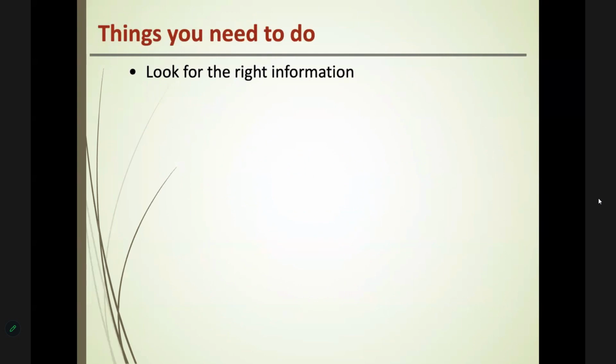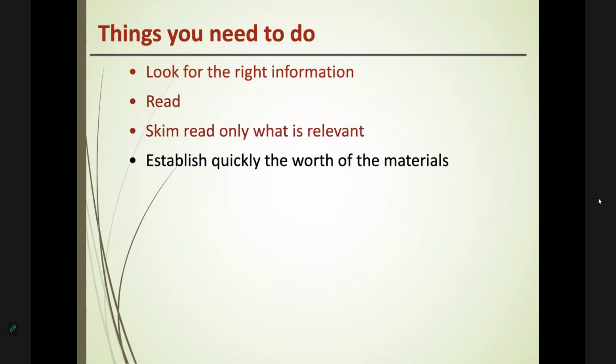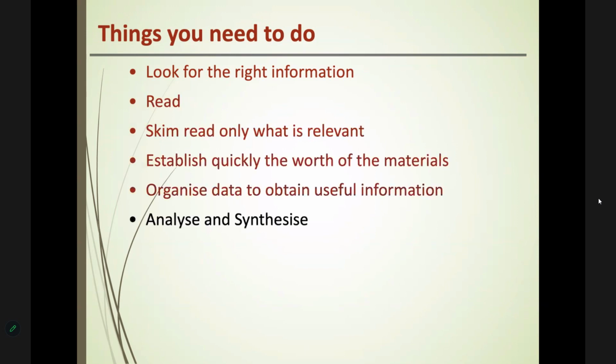Things you need to do when you write a critical review of literature. You have to look for the right information, read whether you like it or not. You cannot avoid reading. If you want to do a literature review, you must read, right? Skim read only what is relevant, quickly establish the worthiness of the material, organize the data, and then find, analyze, and synthesize. Identify the common issues, patterns, and controversy when you're synthesizing.